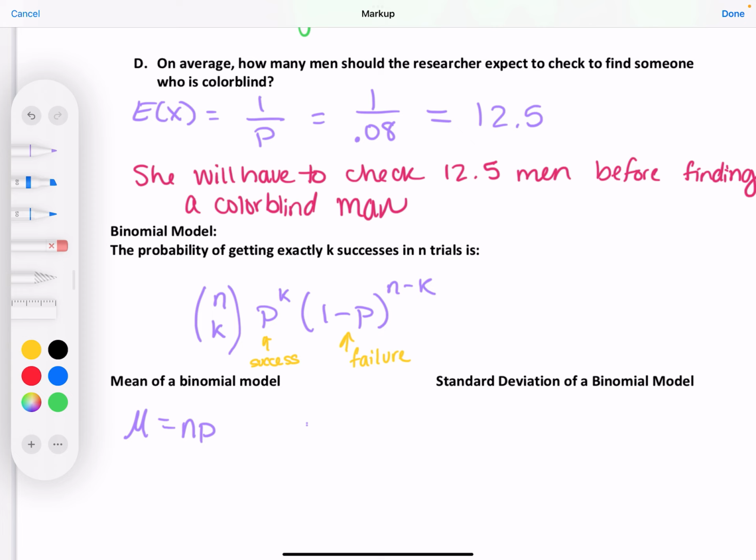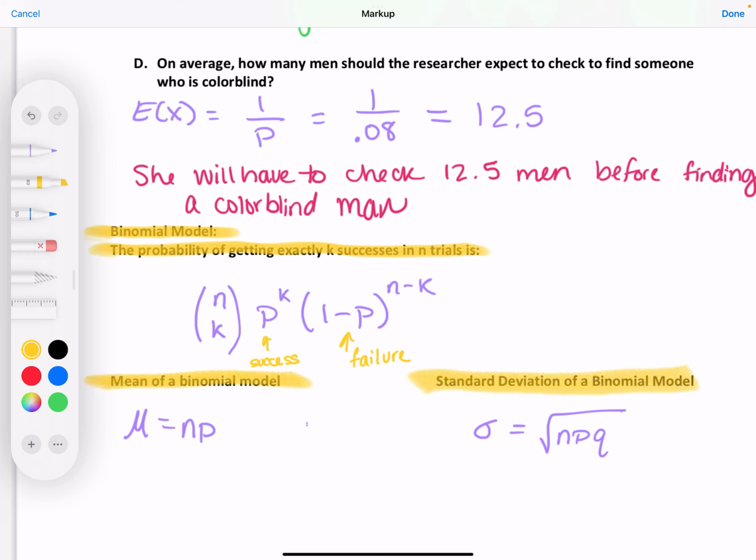All right, and then standard deviation, sigma, is equal to the square root of n times p times q. This one I can't do, which actually is the easier one. Oh, never mind. I can't do this stuff today. And then you need to highlight those, because you will need to know them.